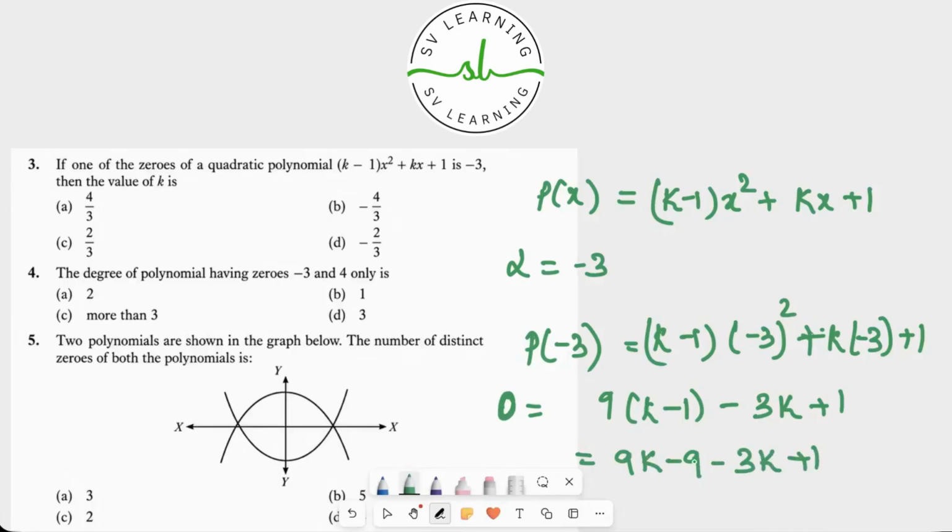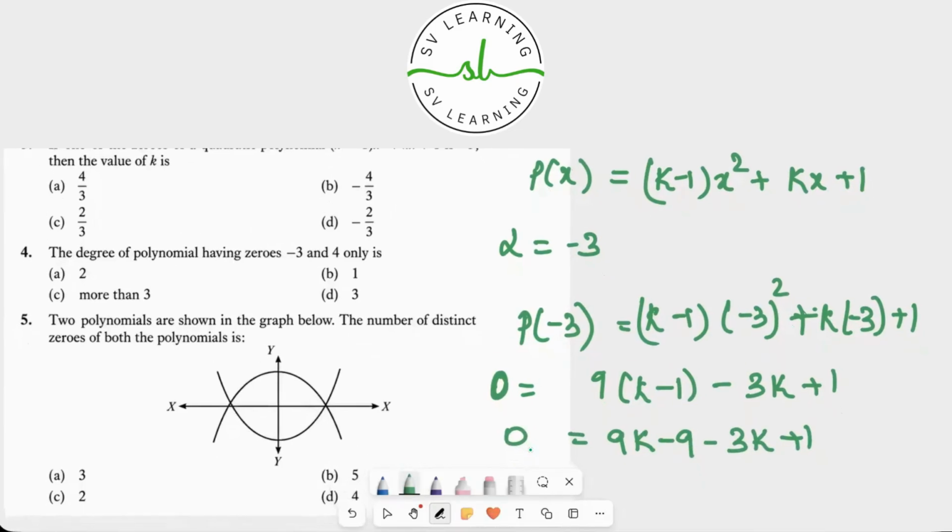Minus 3k plus 1 is equal to 0. So this gives me 9k minus 3k, which is 6k minus 8 is equal to 0. So children, k is equal to 8 by 6. So k becomes equal to 4 by 3, option A for this one.